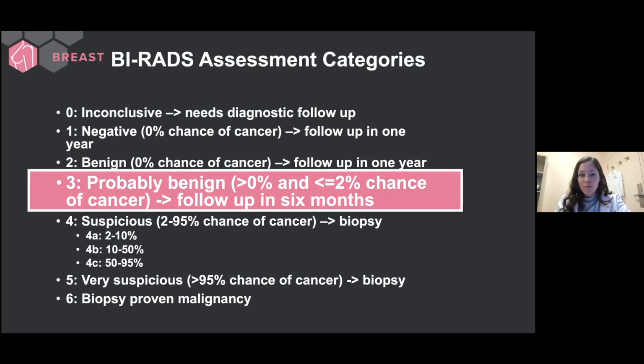And we use this term probably benign, meaning that there's greater than a 0% chance of cancer. So it doesn't fall into that BI-RADS 1 or 2 categories, but there's a very small chance of cancer, less than or equal to 2%. So it doesn't reach our threshold to recommend a biopsy, and we'll do a follow-up in 6 months.